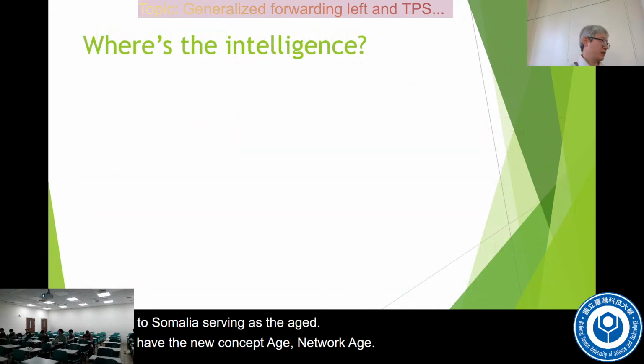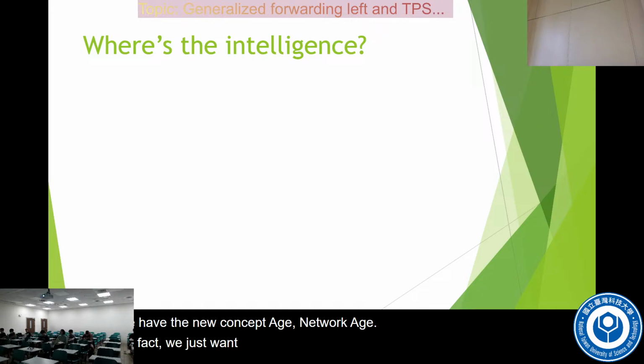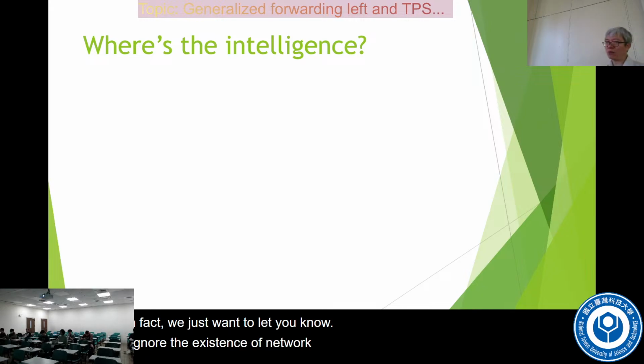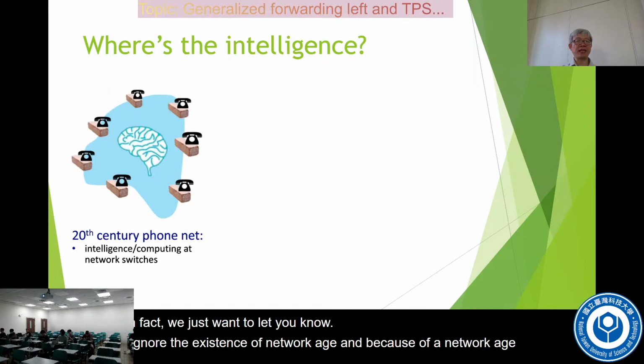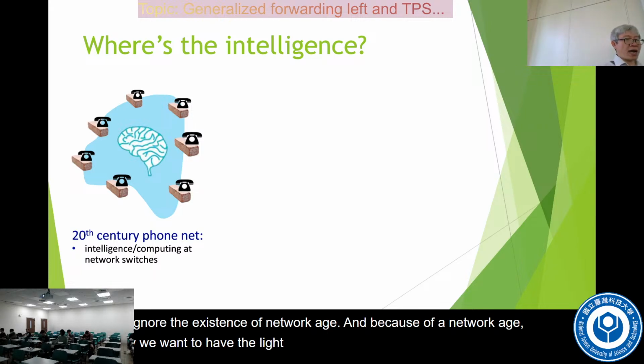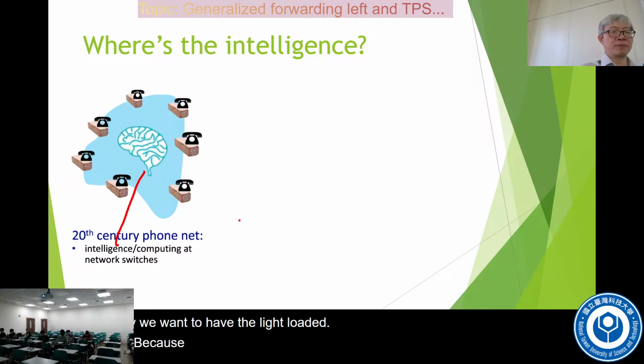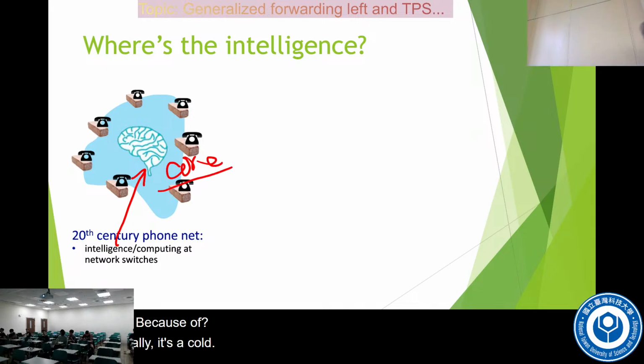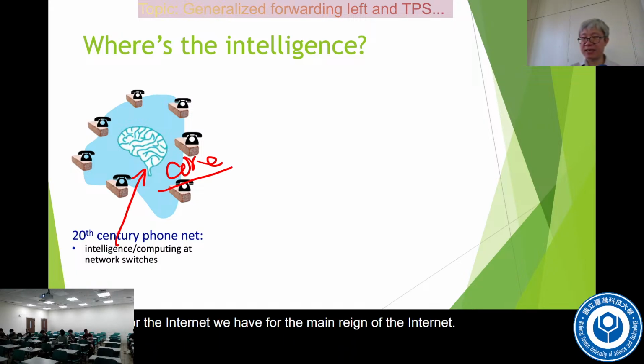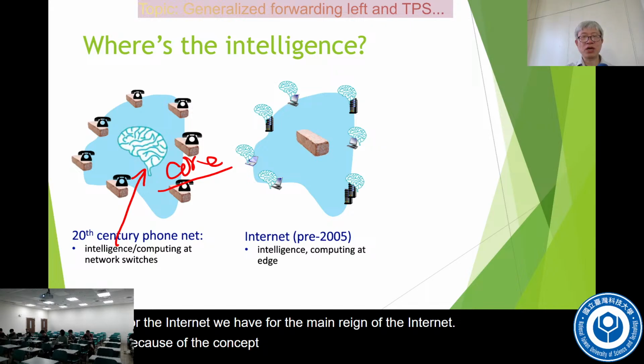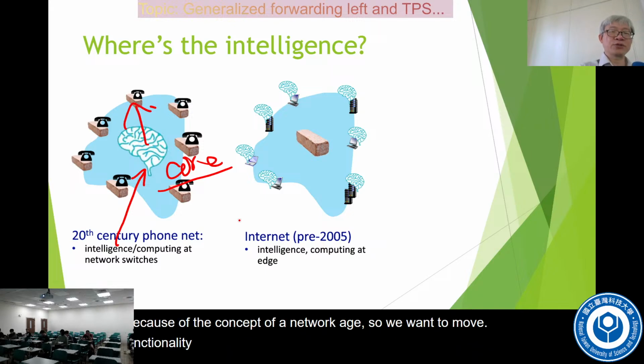And in fact, we just want to let you know, don't ignore the existence of the network edge. Because of the network edge, initially we want to have a light load. Why? Because originally it's the core of the internet, the main brain of the internet. And because of the concept of network edge, we want to move the functionality of the brain to the edge.